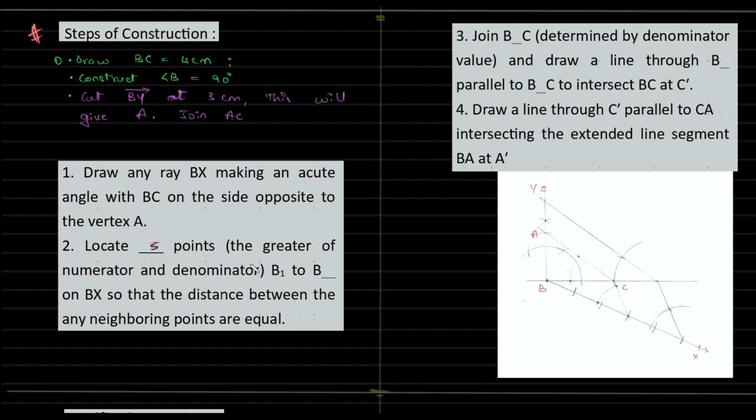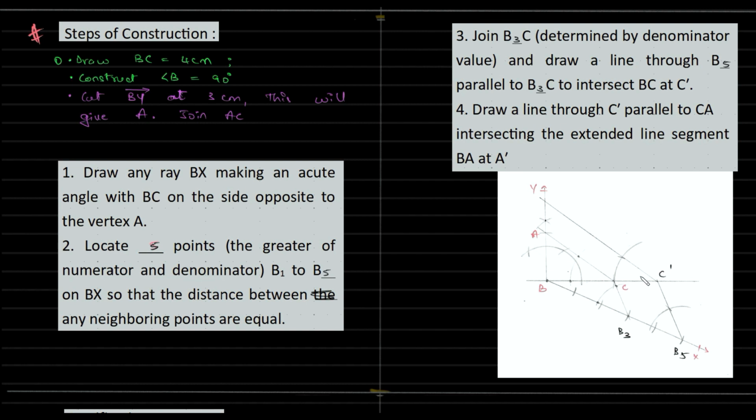So why 5 points? Because we have 5 as the highest number. So B1 to B5 has to be marked so that the distance between the neighboring points are equidistant. Then join B3C. How did we come to a conclusion about B3? It is determined by the denominator. And draw a line through B5 parallel to B3C to intersect BC at C dash. So that would be C dash.